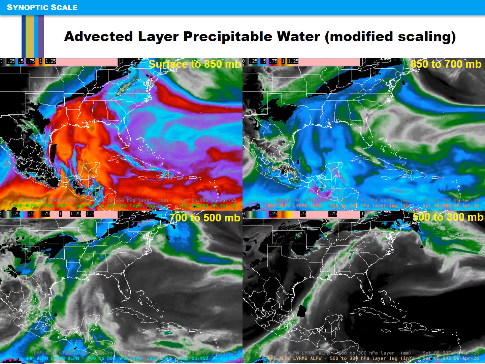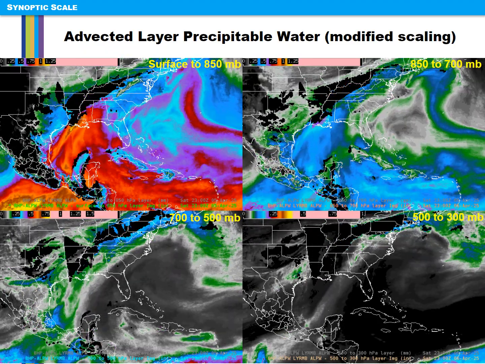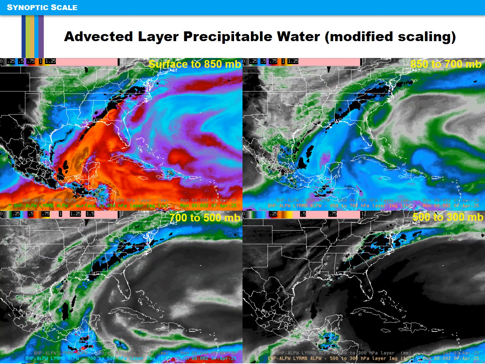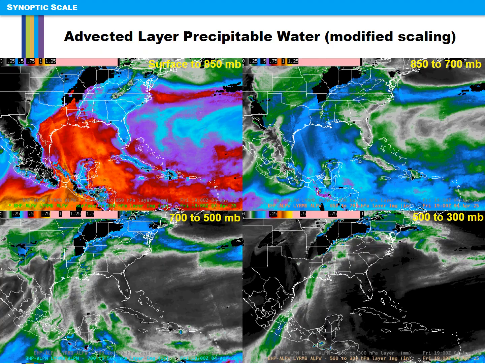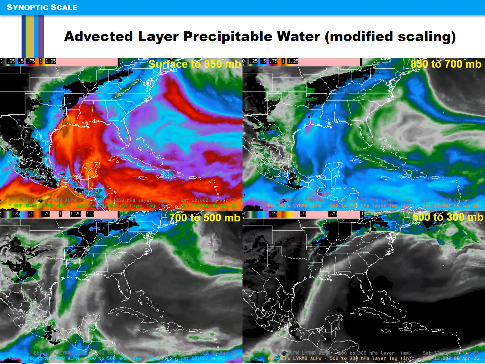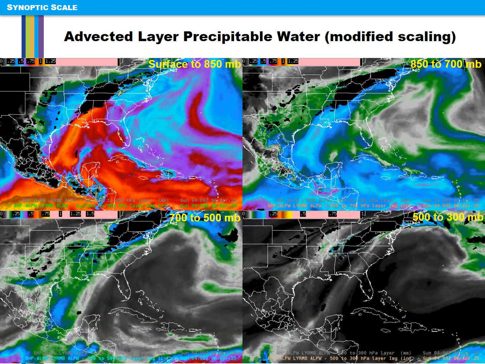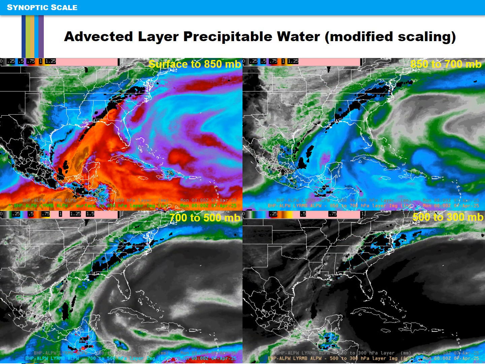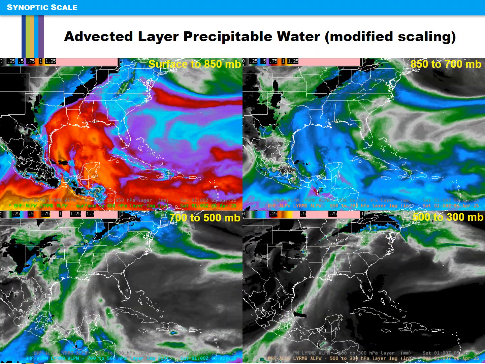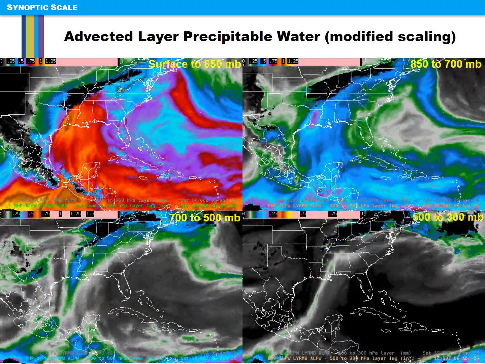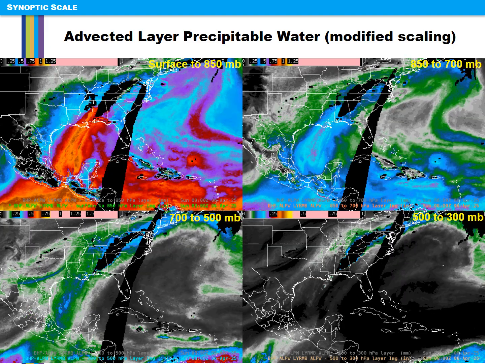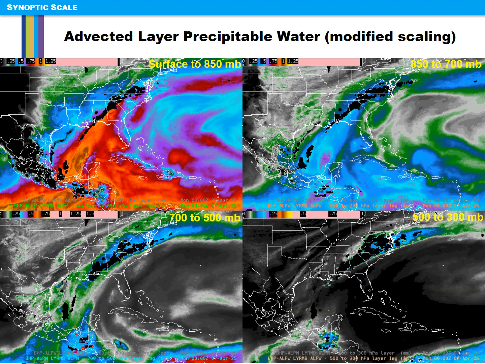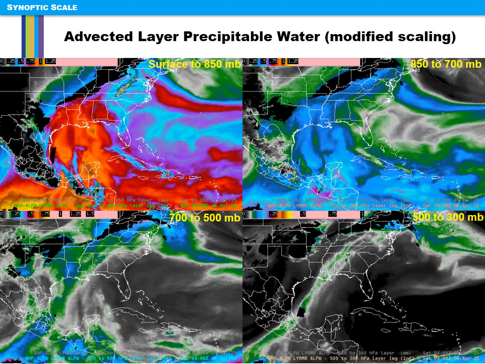Here's the same ALPW product we just looked at, except I've changed the data range on the two layers at upper levels. At times you may need to change this, particularly for the 700 to 500 and 500 to 300 millibar layers, depending on the moisture values for a given day. The way the data is displayed is with a data range of 0 to 3 inches. However, values greater than 1.25 inches are masked to a pink color.